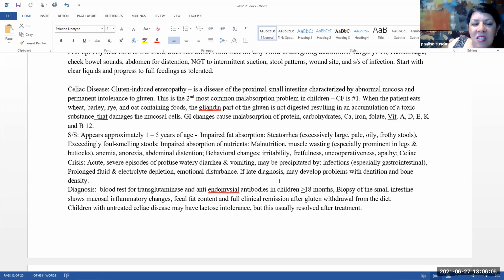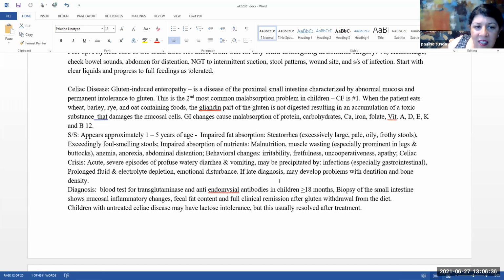When the patient eats wheat, barley, rye, and oat-containing foods, the gliadin part of the gluten is not digested, resulting in an accumulation of a toxic substance that damages the mucosal cells. GI changes cause malabsorption of protein, carbohydrates, calcium, iron, folate, and then the fat-soluble vitamins, vitamin A, D, E, and K, as well as vitamin B12.